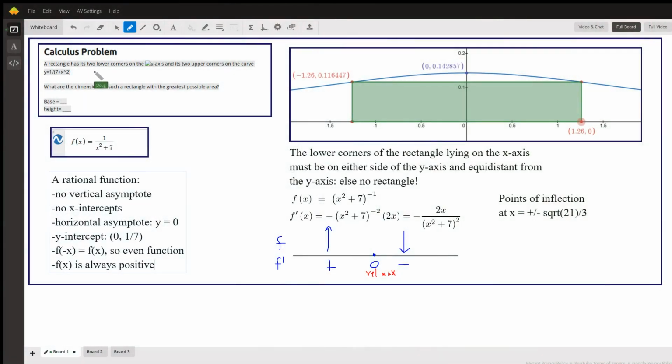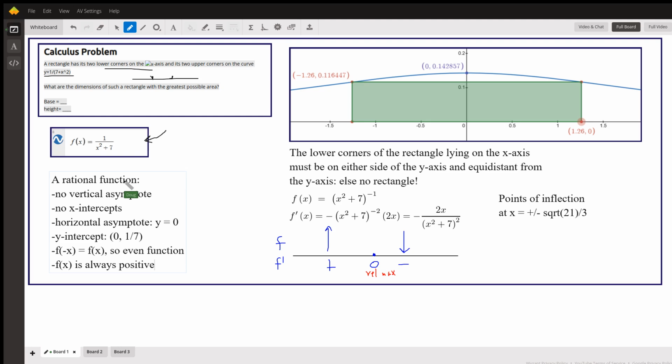Okay, we're trying to find the max area of a rectangle that has its two lower vertices along the x-axis somewhere and its upper two vertices along the curve y equals 1 over x squared plus 7. Let's focus on this function for a while.